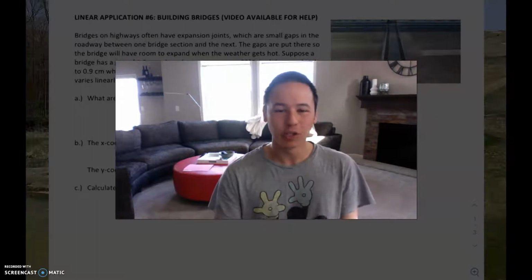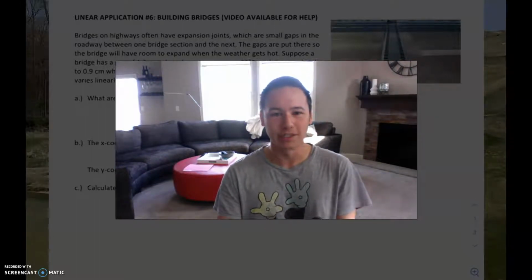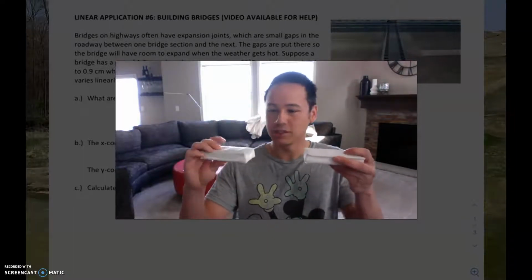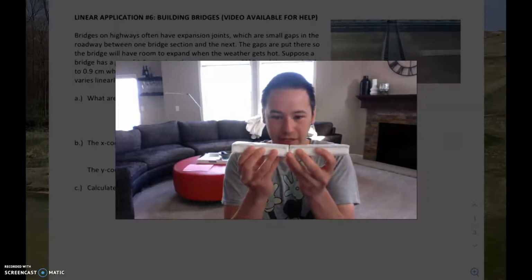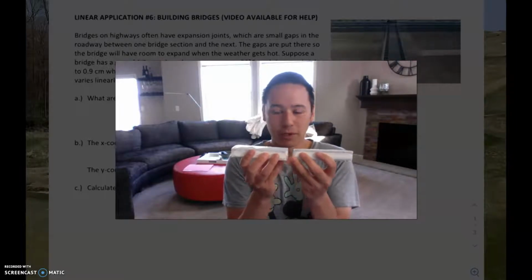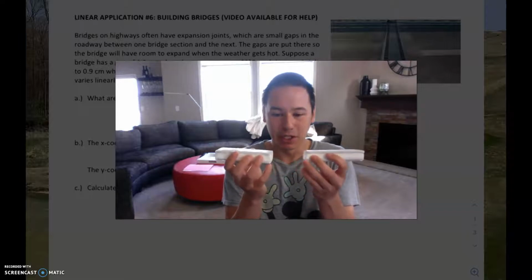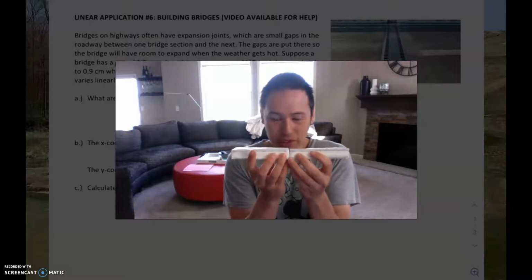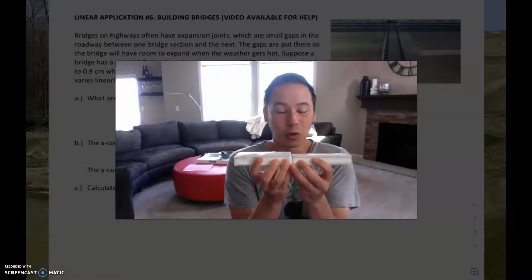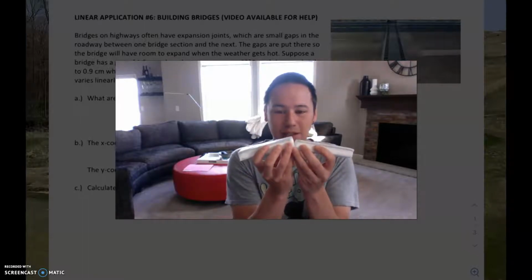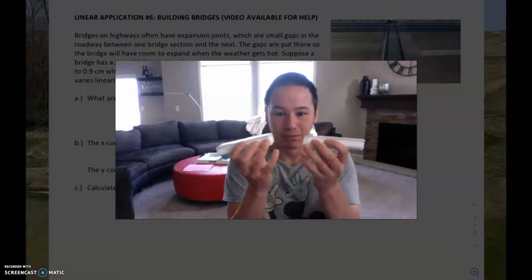So on this one, we're going to be talking about how they build roadways, and in particular, bridges. So pretend that these two ice cream sandwiches are like two sections of roads. You might think they just put them right next to each other. But the problem is, when the weather gets warmer, things expand and get bigger. When it gets colder, things shrink. If they put them too close together and the weather gets warmer and warmer, there's nowhere for these to go, and then they just buckle, and the road kind of blows up.